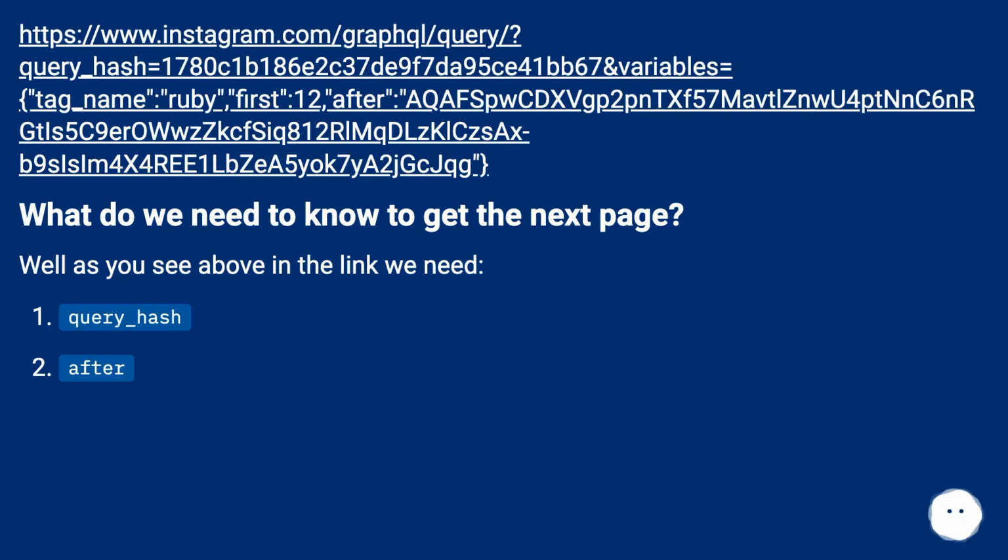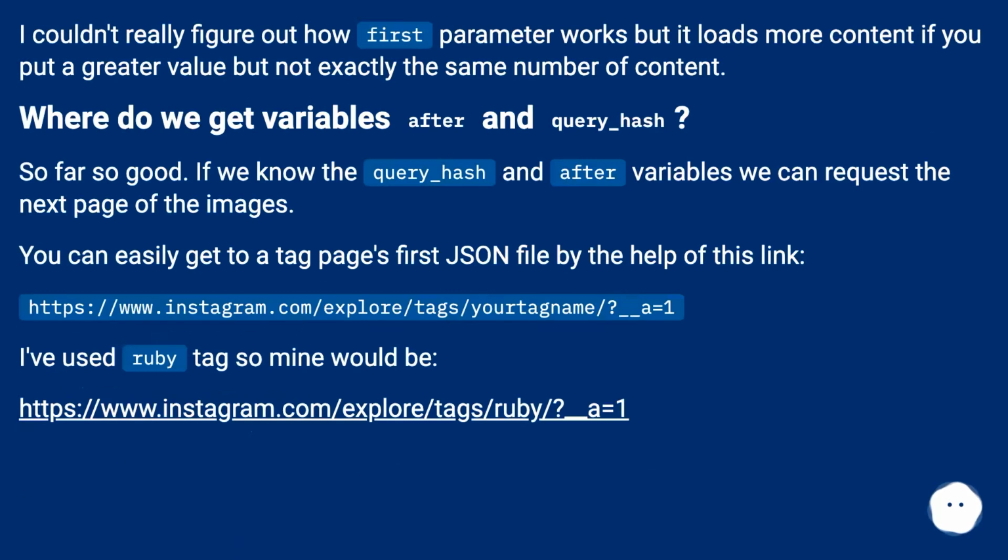What do we need to know to get the next page? Well, as you see above in the link, we need query_hash and after. I couldn't really figure out how the first parameter works, but it loads more content if you put a greater value, but not exactly the same number of content.